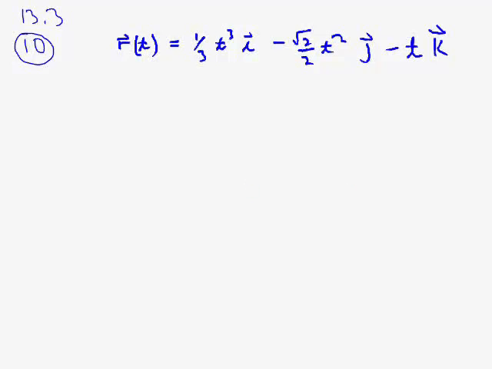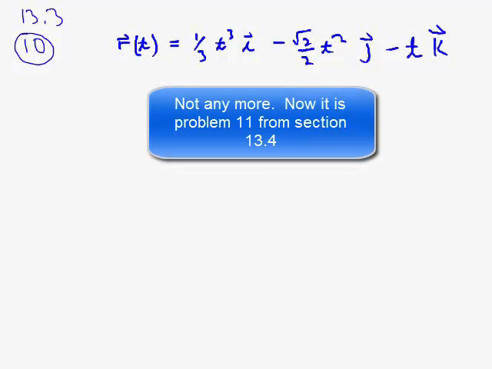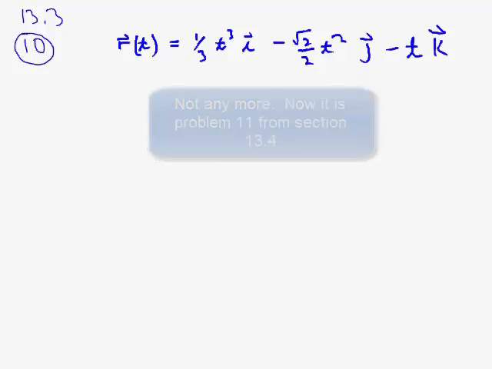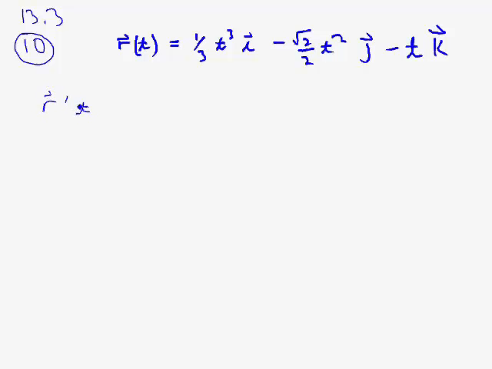Okay, this is number 10 on 13.3. We're asked to find the unit tangent and principal unit normal vector of r of t. So first off, let's start by finding r prime. So r prime of t is equal to t squared i minus radical 2 tj minus k.